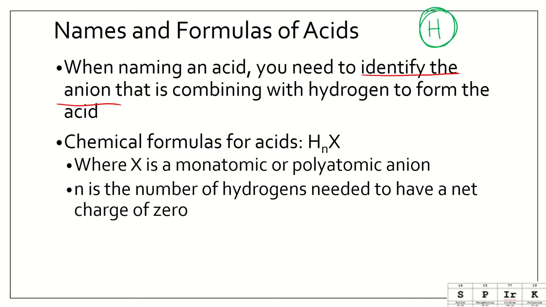So the chemical formulas for acids are HnX, and that n just implies the subscript for H's, and X is the monatomic or the polyatomic anion. n is the number of hydrogens needed to have a net charge of 0. So again, this is the general formula for an acid. Always starts with H.